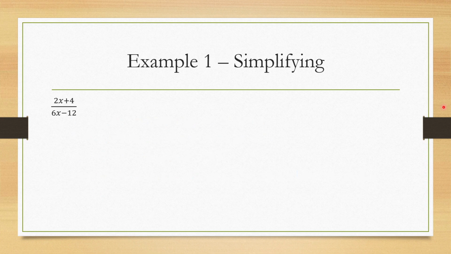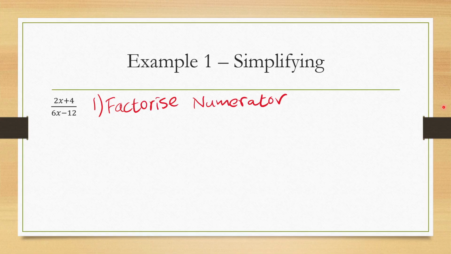So let's look at an example. Example 1, simplifying: 2x plus 4 over 6x minus 12. If you want to have a go at this question by yourself, then you're more than happy to pause the video and have a go. If not, let's move forward. First things first, you need to factorize the numerator or denominator, whichever one you choose. But for me, the easiest way is to go from top to bottom, so I'm going to choose the numerator.